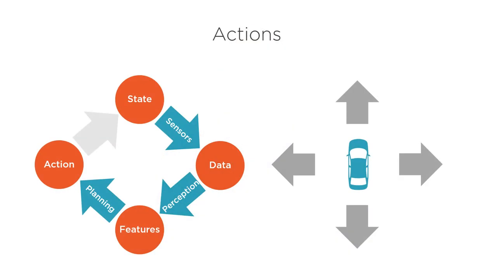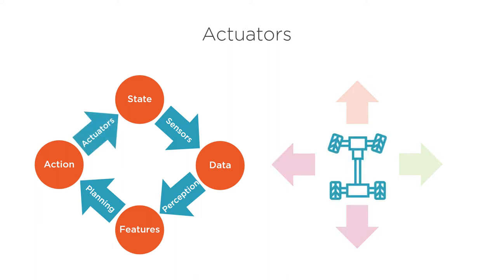Actions represent everything the system can possibly do. For example, accelerate, brake, turn left, or turn right. The chosen action is the one that maximizes the expected likelihood of achieving the system's goal subject to a set of constraints. Finally, the chosen action is fed to actuators.